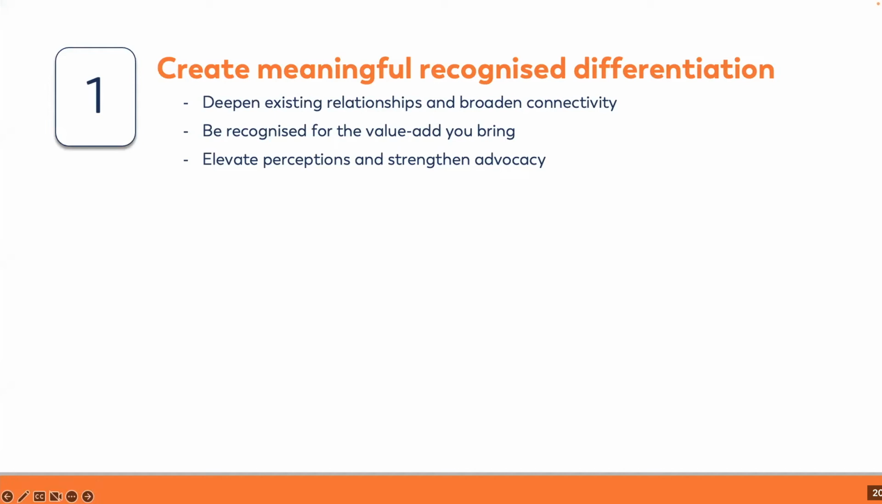Now, how do we do this? Well, we do this by deepening existing relationships and broadening the connectivity across the account. That can take a little bit of strategic thinking about how we do that and who we target. We need to be recognized also for the value add that we bring. There's a little bit of mindset in this as well, in the sense that bringing value add is potentially a bit of investment on our side, either psychologically or actually. We want to elevate the perceptions, and this is so key, because as we start to elevate their perceptions of us, then we strengthen advocacy.